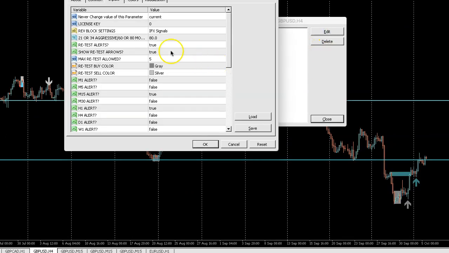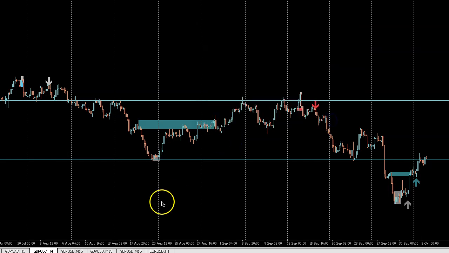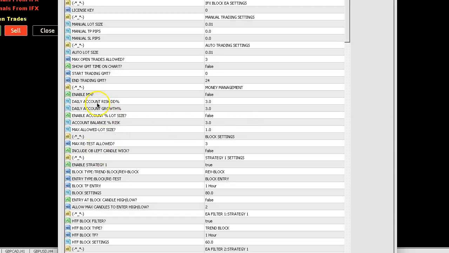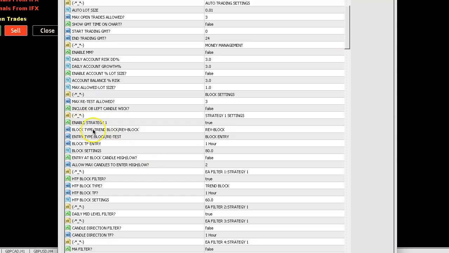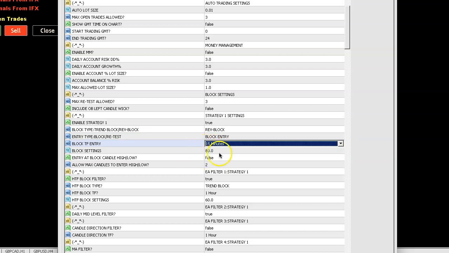Very easy. You just change it right over here, reversal block settings. You change it to whatever number that you want, and both of them. And then on the EA, that's part of the EA that we're talking about. All you have to do is right over here on the strategy: what type of block you want to enter, if you want to enter block, retest, or both, what time frame we want to enter, 15 minutes, choose that, and then the block settings.